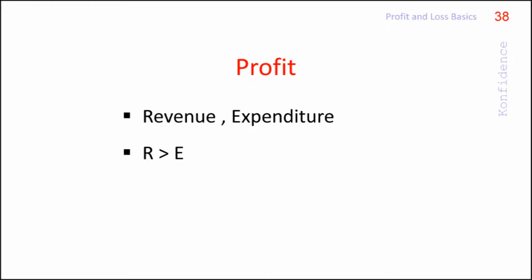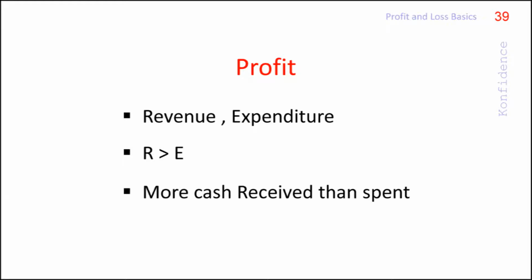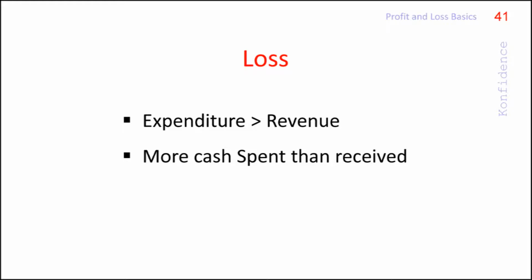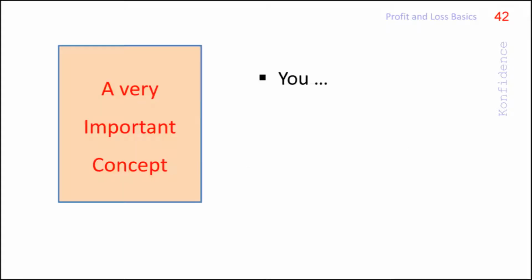When revenue is greater than expenditure, the business is in profit. In this case, after the transaction, the businessman will have more cash with him than what he had initially. When expenditure is more than revenue, that transaction is called a loss. Here, the businessman will have less cash than what he had originally after the transaction.